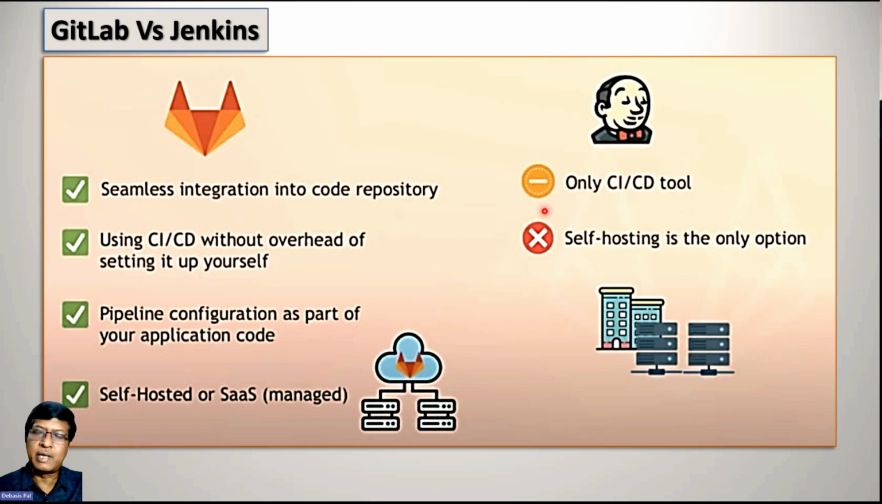Because Jenkins is entirely based on plugins, you have to know the working of each and every particular plugin. Whereas, let's say you are working with Jenkins for a Terraform plugin or Ansible plugin, you have to know those plugins well, how to work with them. Here you do not need that. You need to know Terraform. You need to know Ansible.